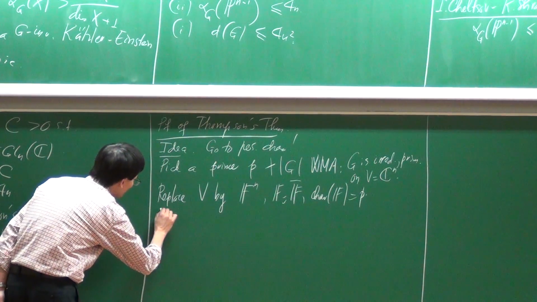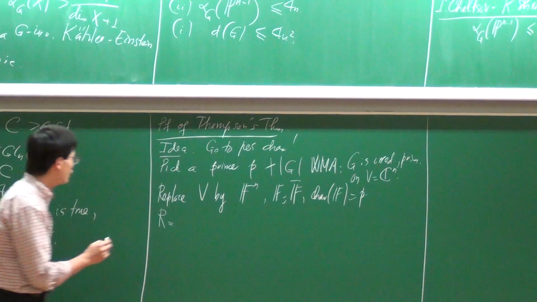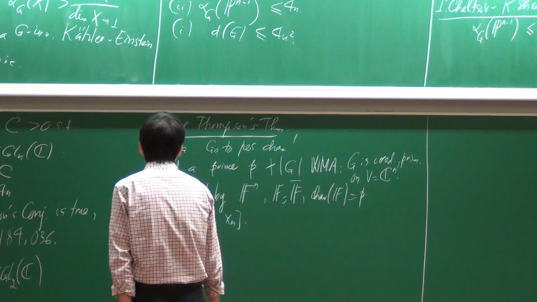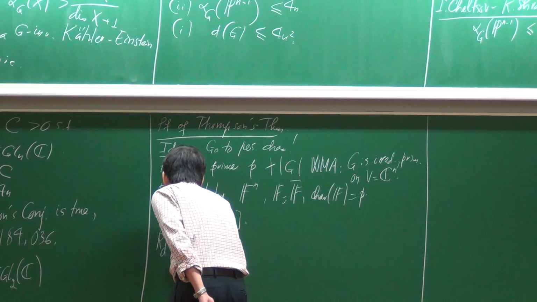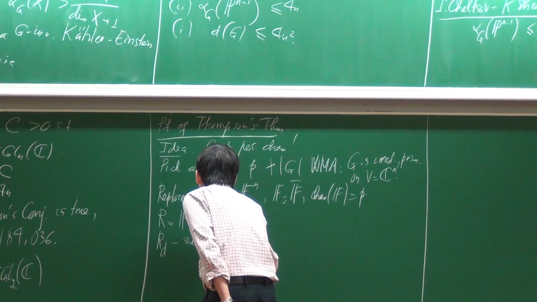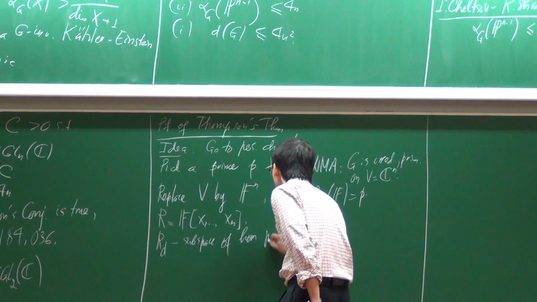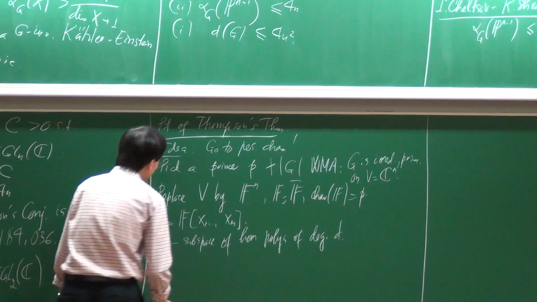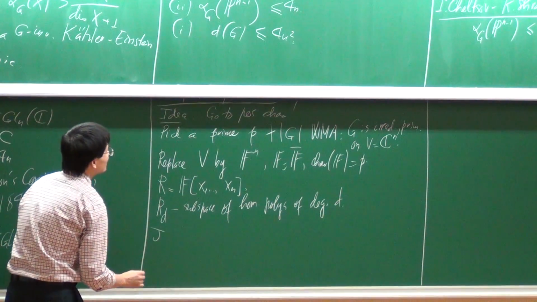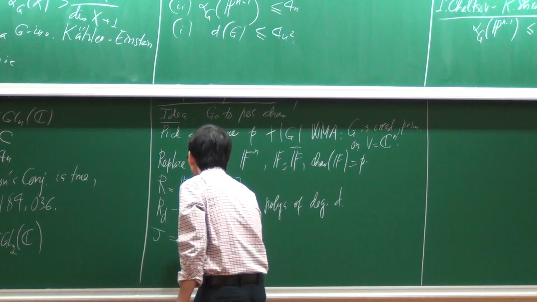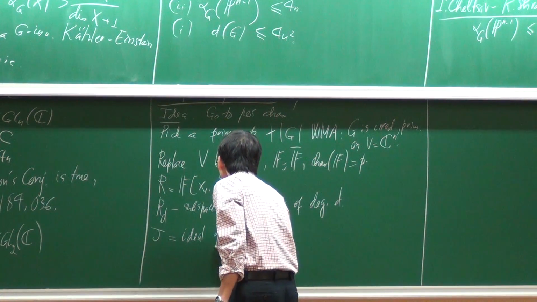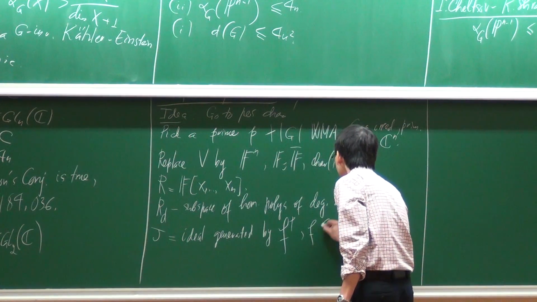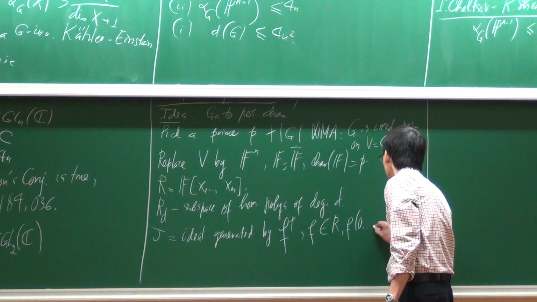So now we are going to look at R, the ring of polynomials in n variables. Okay. So inside the ring we have R sub d. What is R sub d? R sub d is the subspace of homogeneous polynomials of degree d. I also want to look at J. What is J? J is the ideal of R generated by all the P-th powers, so f to the P, where f is in R and f at 0 is 0.